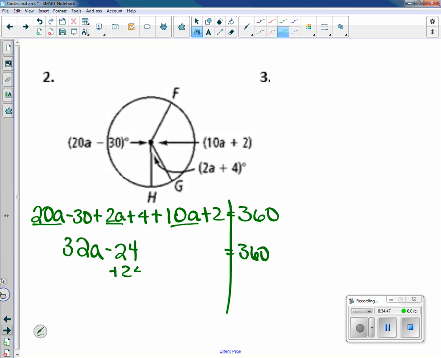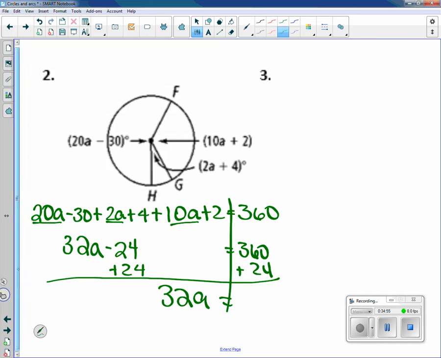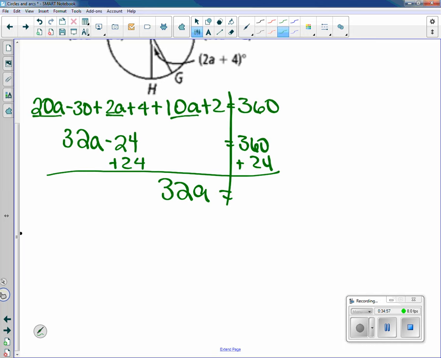Let's add 24 to both sides. 32a is equal to 384. Divided by 32, what do you get a to equal? 12. So that should help you on the other ones. All right?